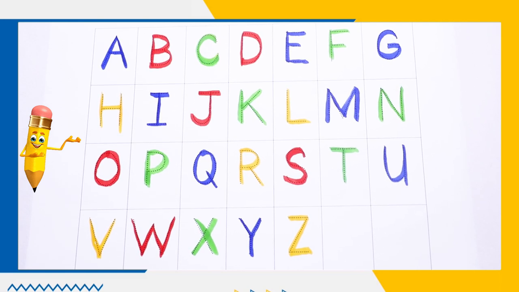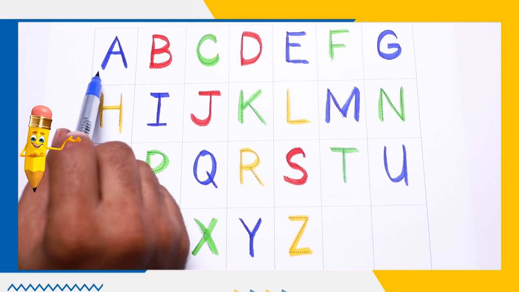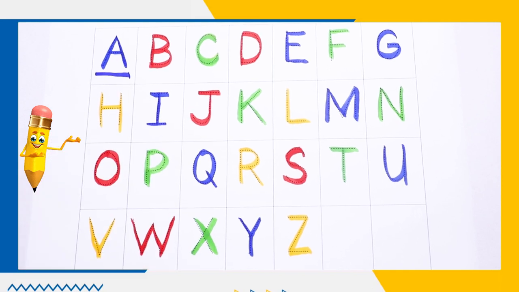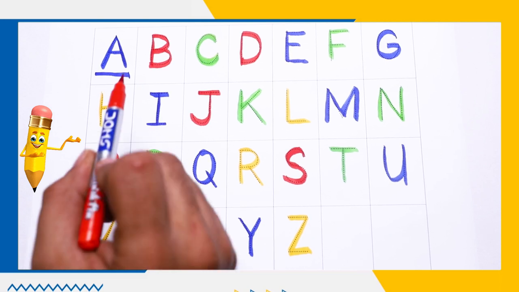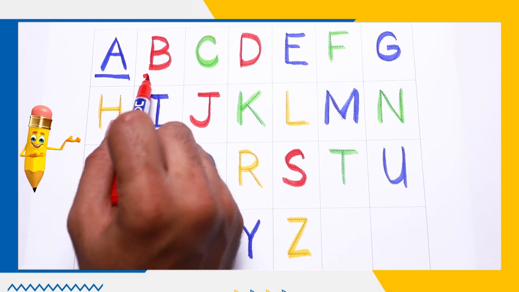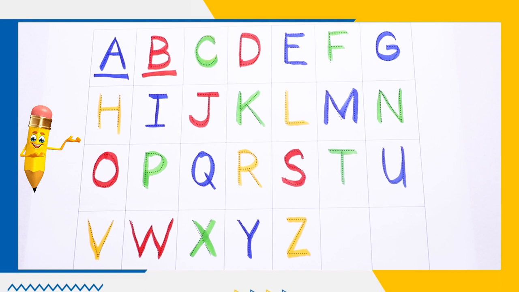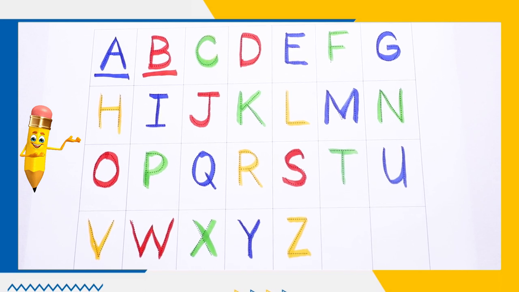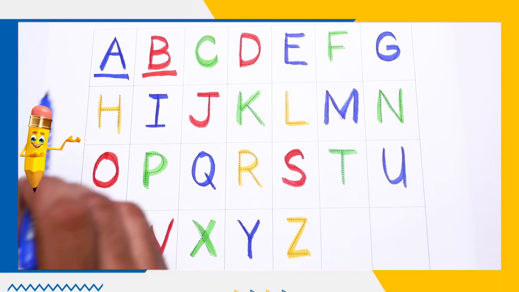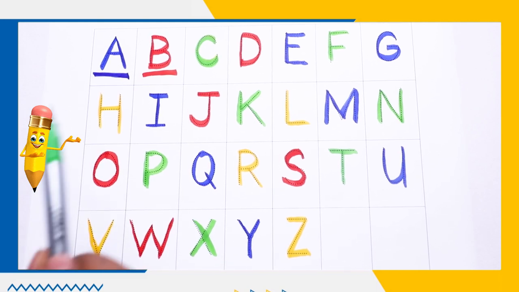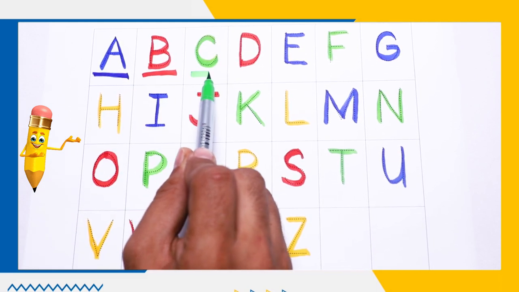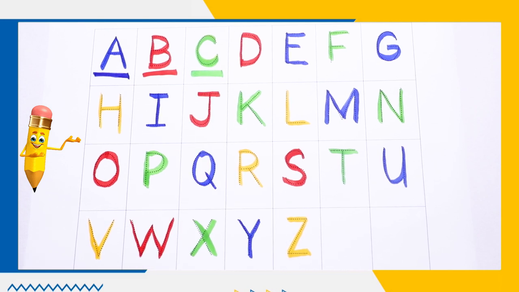So now, this is A, blue color A. B, red color B. B for ball. A for apple. Green color C. C for cat.